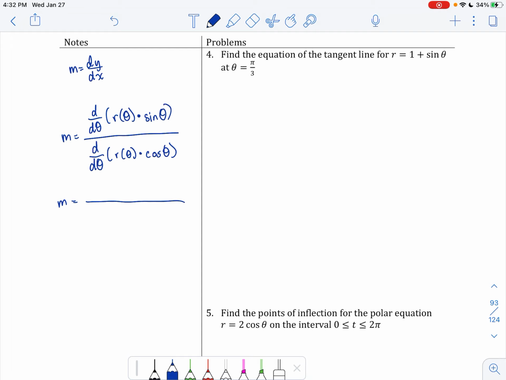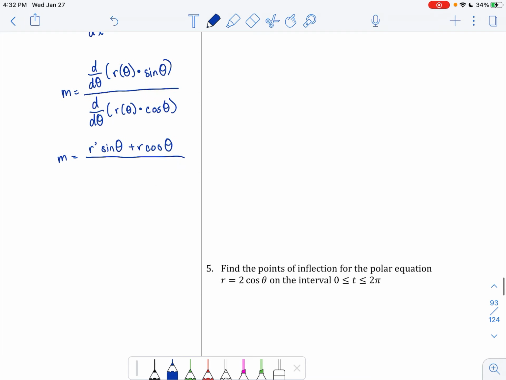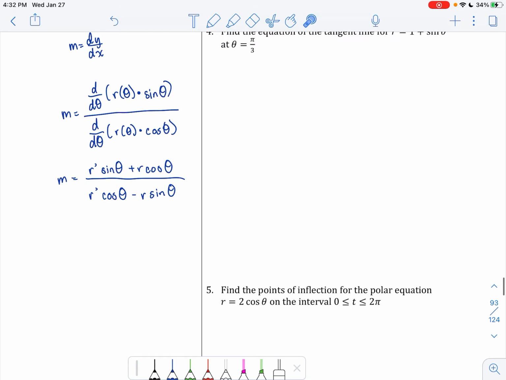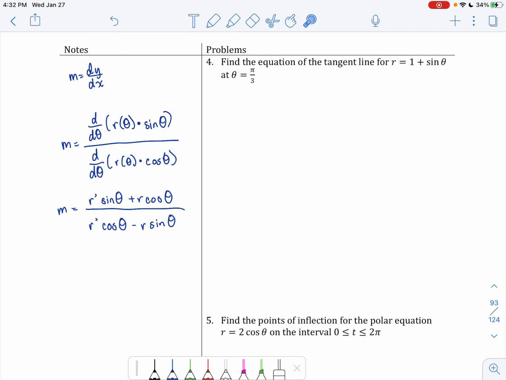So the product rule here is going to be r prime sine of theta plus r cosine of theta over r prime cosine of theta minus r sine of theta using that product rule. And so you can either remember this formula or you can rewrite it out. Either way, what we're going to do here is I'm going to use the formula. If r is equal to 1 plus sine of theta, then r prime is equal to cosine of theta.